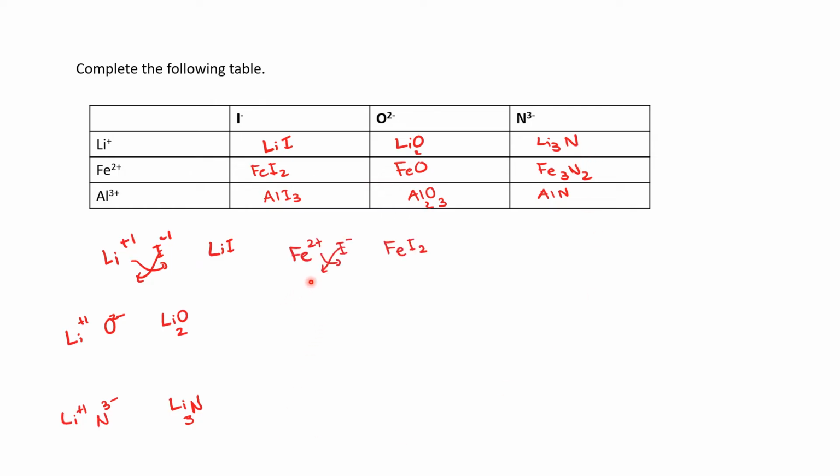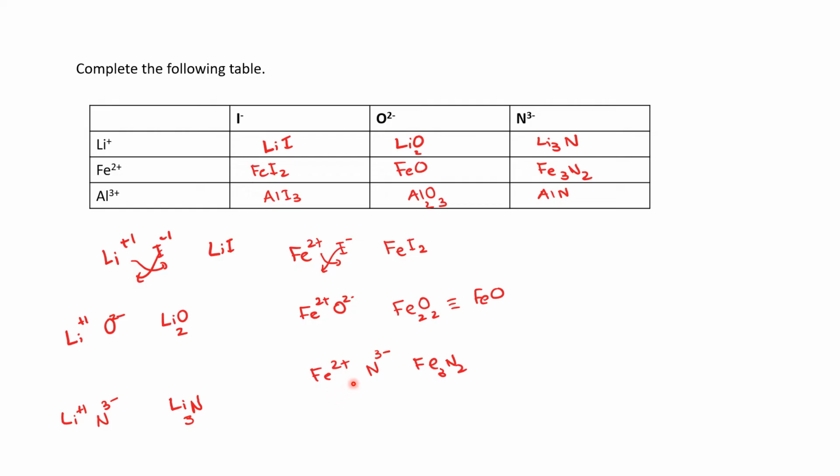Ferrous, Fe2+ and iodine has 1-. So we do the crossover method, and the compound is FeI2. So in this case, ferrous has 2+ and oxygen also 2-. If we do crossover method, we are going to end up with Fe2O2, and we can simplify it as FeO.